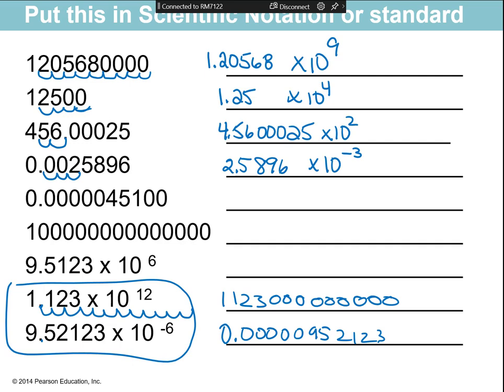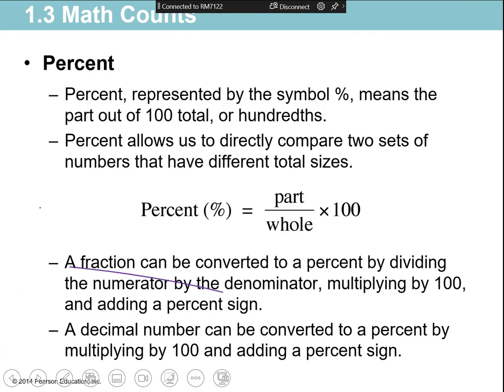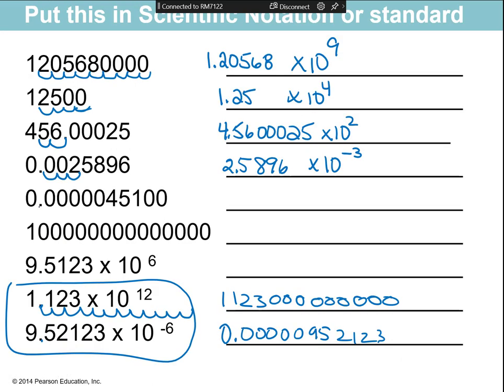So for this one, I'm going to go 1, 2, 3, 4, 5, 6. So since my number is less than 1, this is going to be times 10 to the negative 6, right? So remember, if your number is less than 1, the exponent will always end up being a negative number. If it's greater than 1, it's always positive.